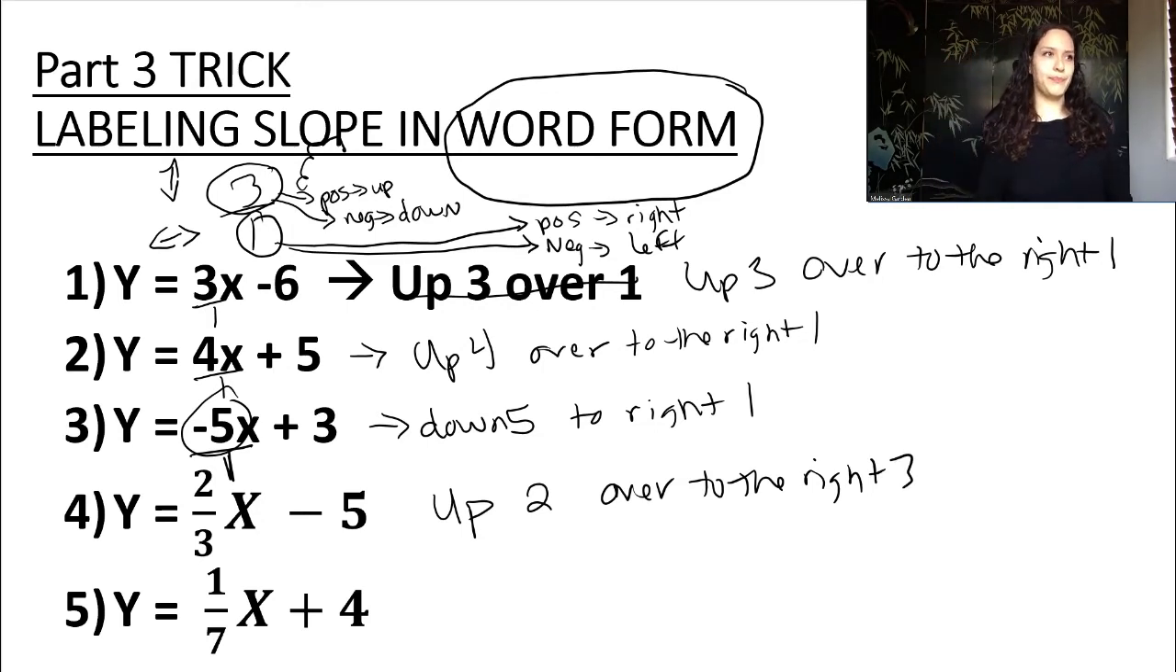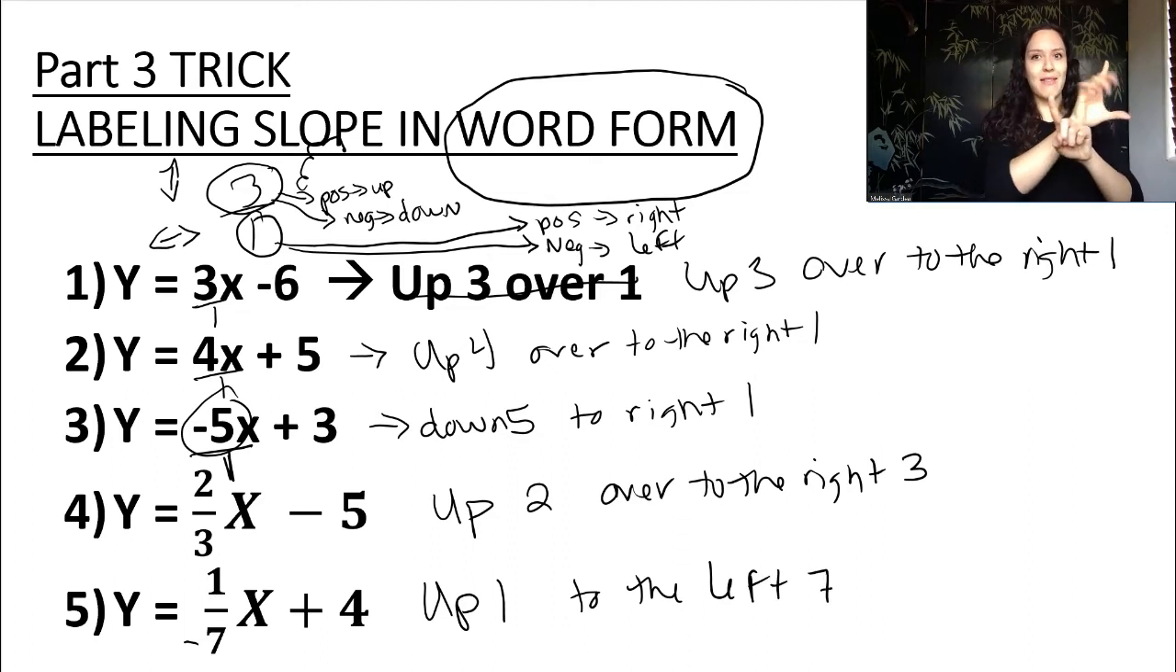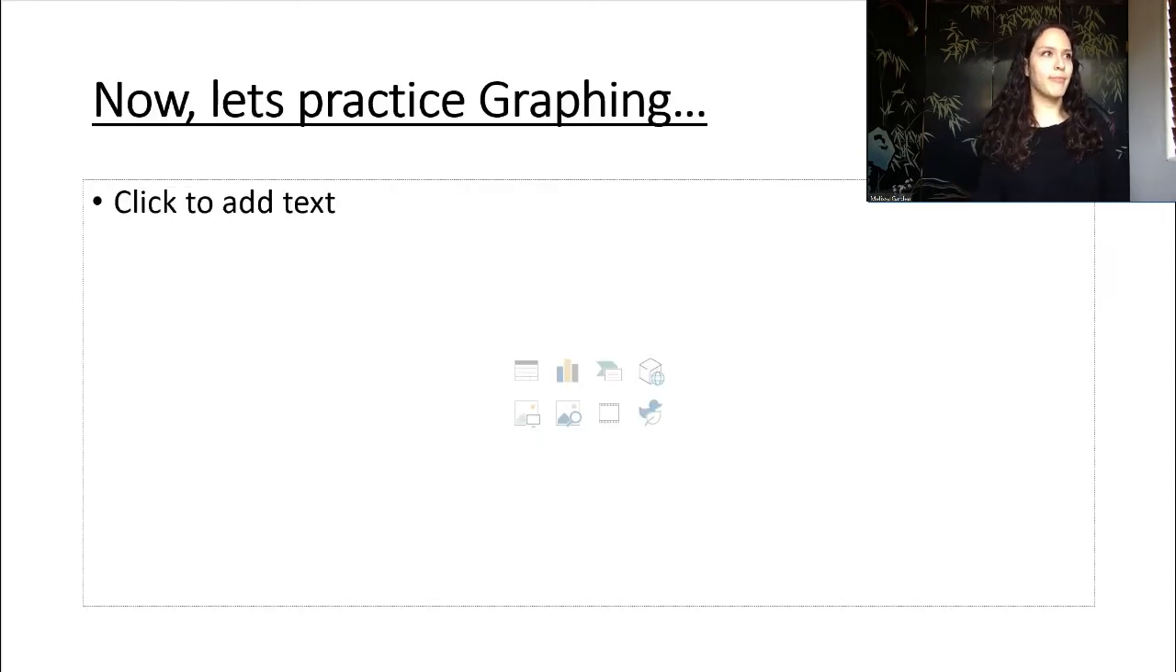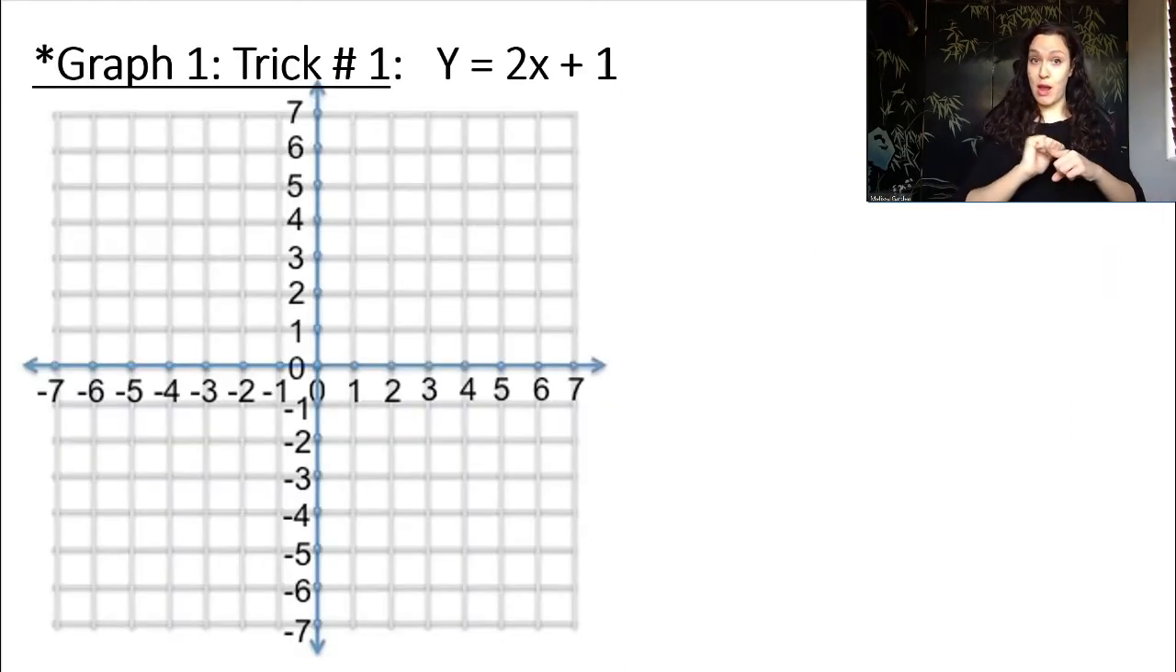Okay, now for 5, how would you say that one? Think about it. Hopefully you said up 1 to the right 7. But what if I did this? If I put a negative on the 1, what would you say? Down 1 to the right 7. Well, what if I put a negative on the bottom? You would say up 1 to the left 7. Okay, you're going to see stuff like that. So now that we had some practice in word form, let's get to graphing.